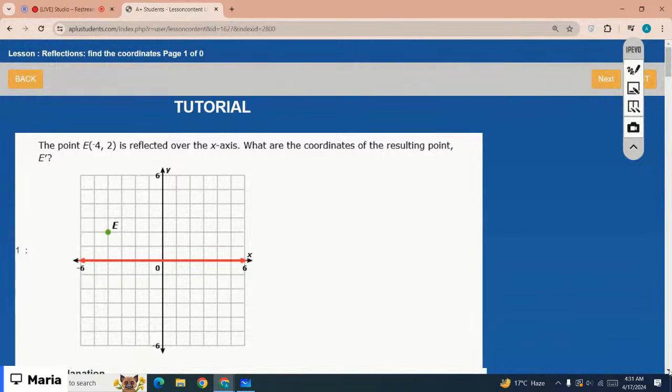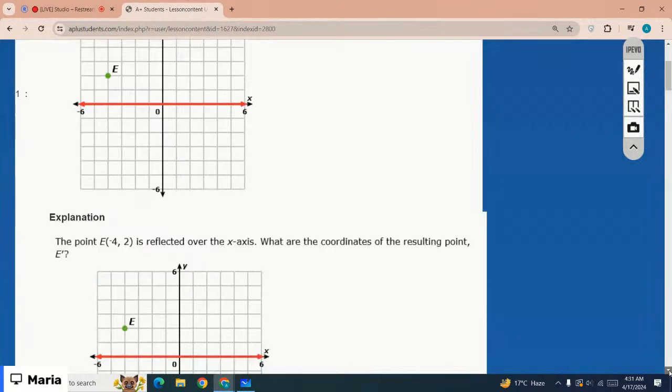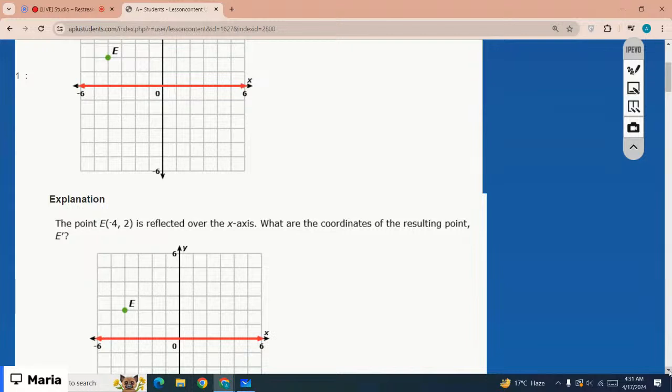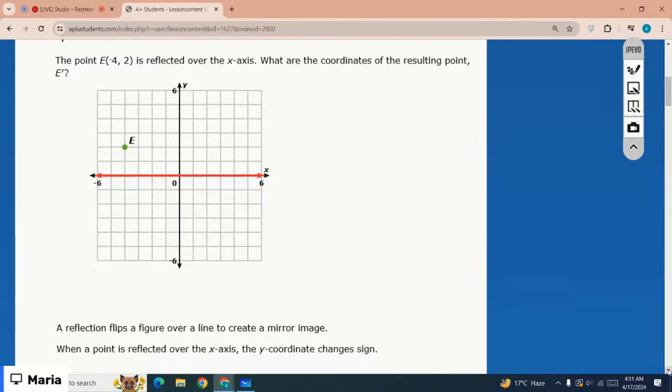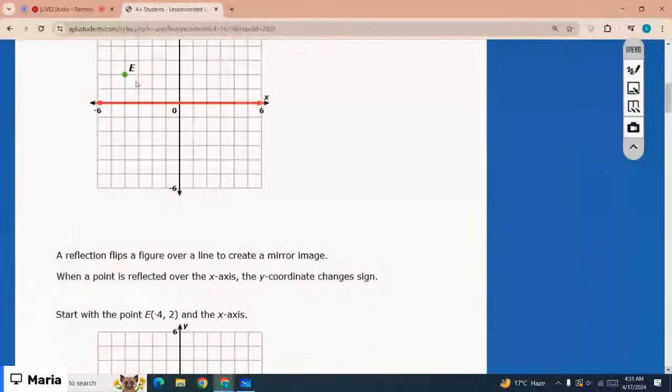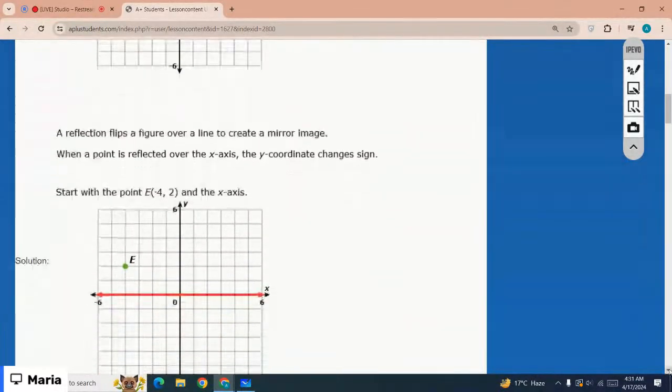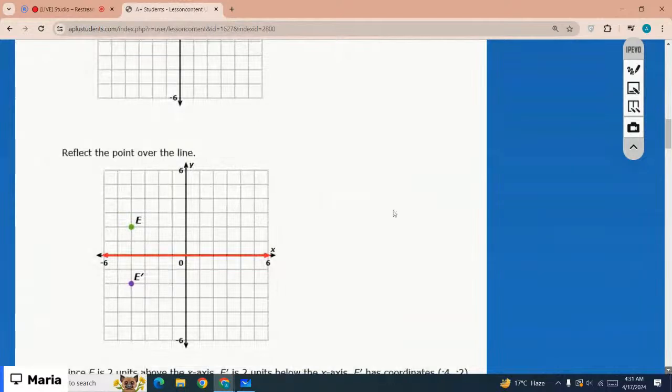Okay, so you have to find, the point E negative 4, 2 is reflected over the x-axis. What are the coordinates of the resulting point? So the one that is highlighted, the red one, that is the x-axis, right? Basically, reflection means you need to create a mirror image. So E is 2 points up from the x-axis. The mirror image would be 2 points down, exactly 2 points down, and the same distance from the y-axis. That would be the reflected image. Got it?